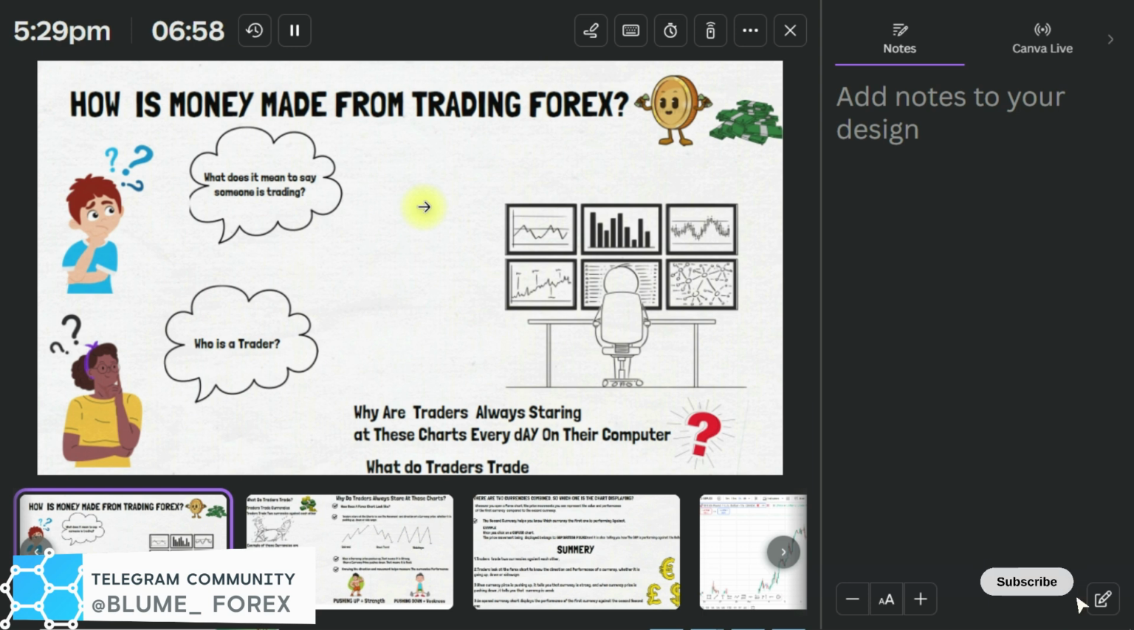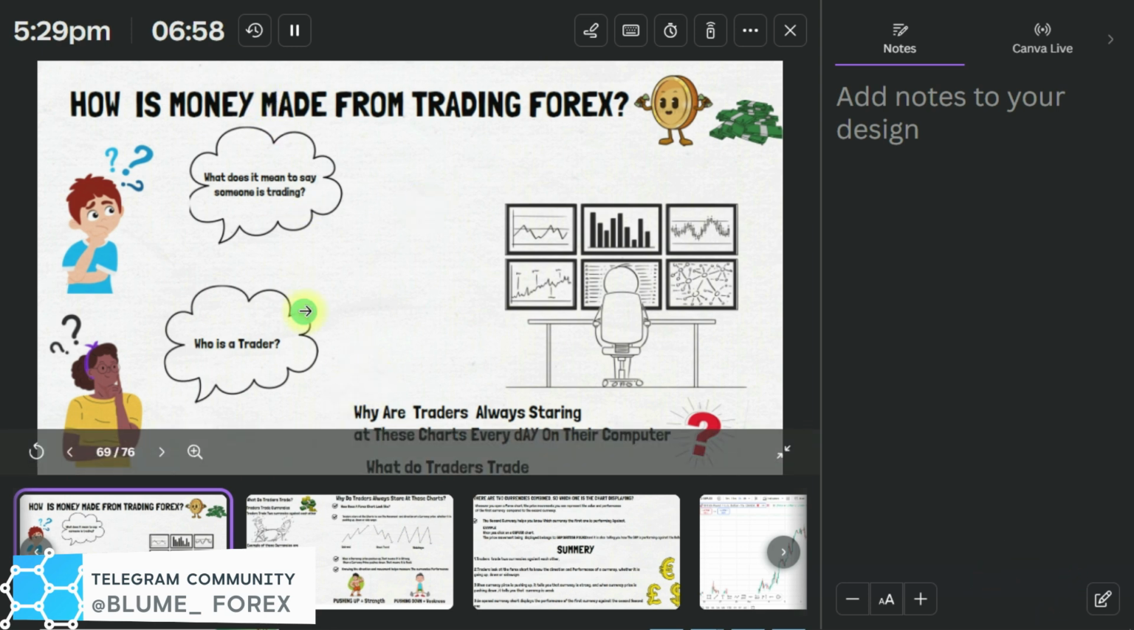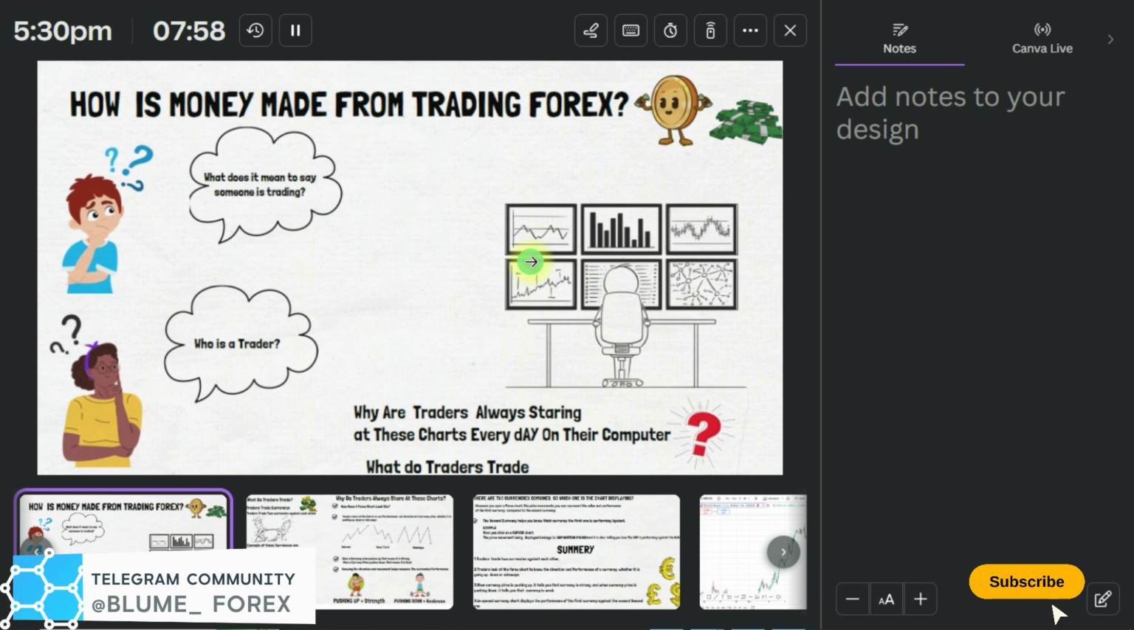You have to know what you are getting yourself into, what this thing is about, and how traders make money trading. So you are going to understand what it means when you say someone is trading, and who even is a trader, and also why traders are always staring at their charts every day. Probably if you've seen a forex trader, or you have a friend who is a forex trader, you realize they're always staring at charts either on their laptops or on their phones, right?